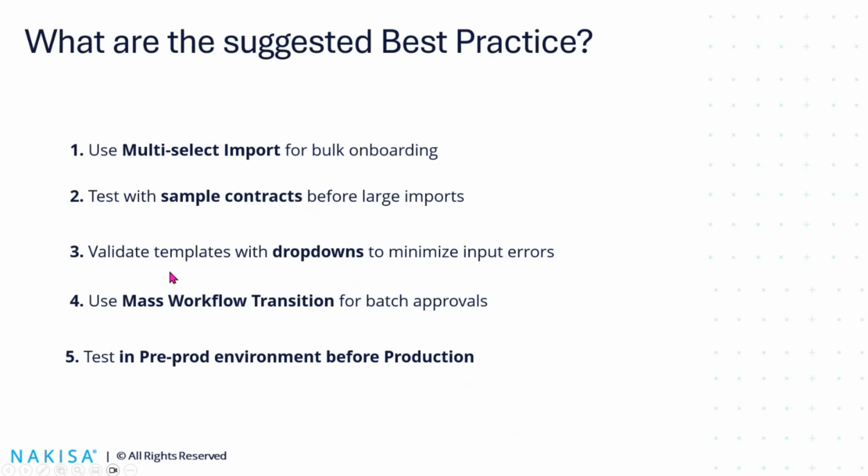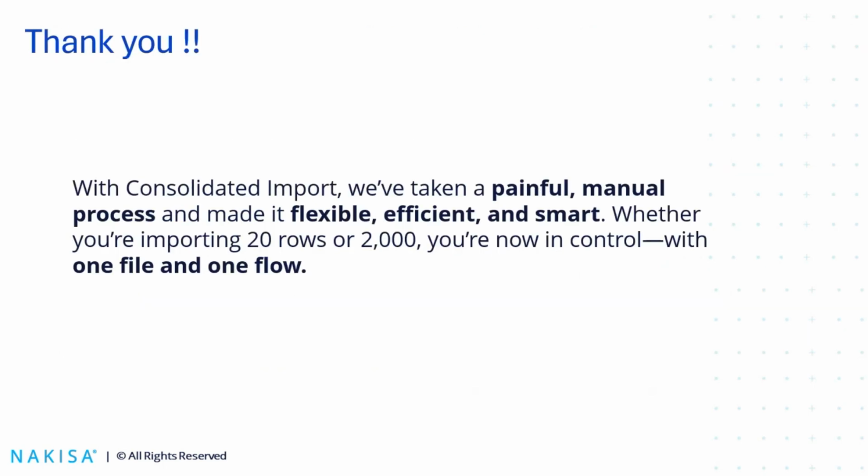Next, you should mostly try and use the drop-down menus to minimize errors. That's why I said initially that when you are creating and copying the files, make sure that you are not copying without the format. And users should also try to use mass workflow transition for the batch approvals. That will make things easier and faster.